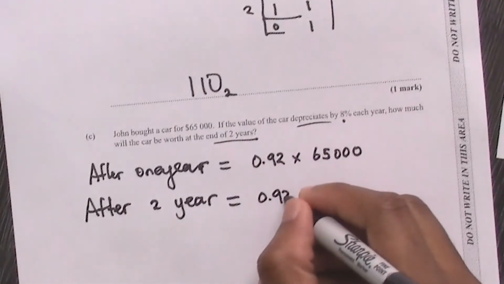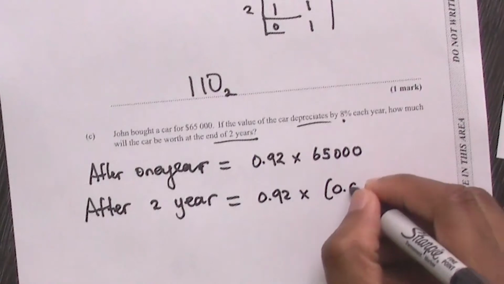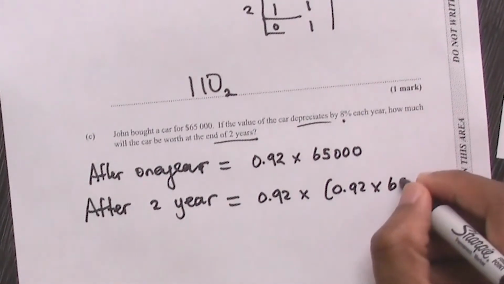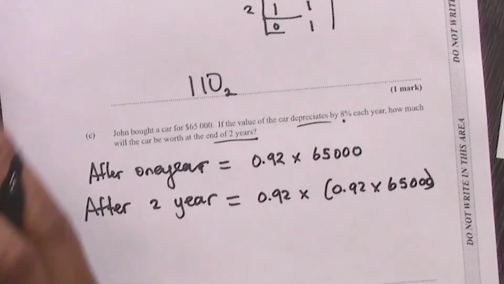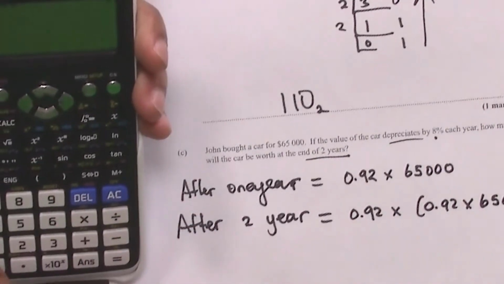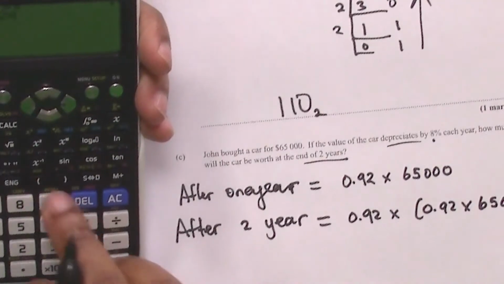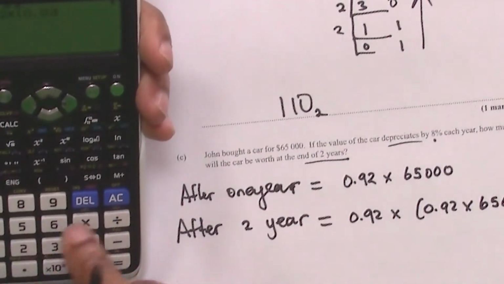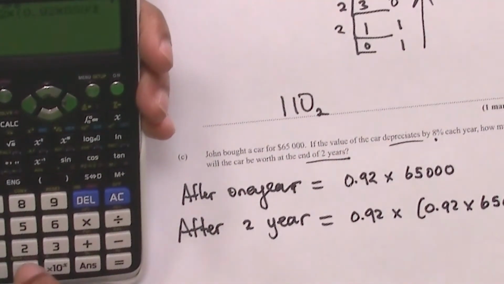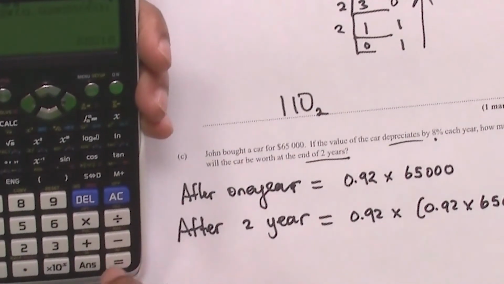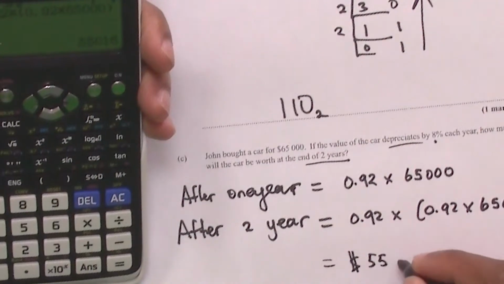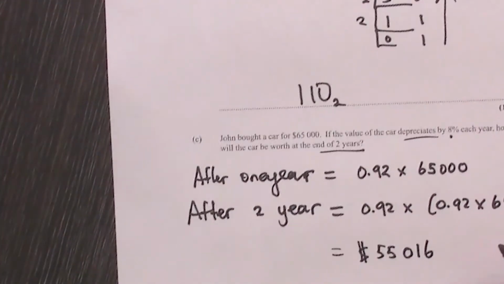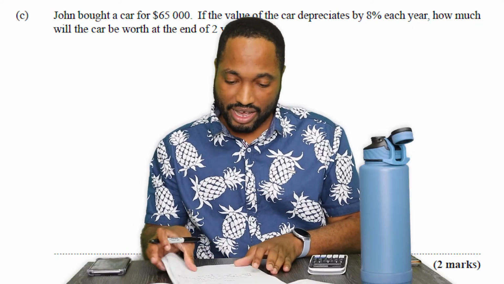So 0.92 times 0.92 times 65,000. So this really is 0.92 squared times 65,000. And you should have a nice little answer like 55,016 as the value of the car after 2 years. How are we going for time?